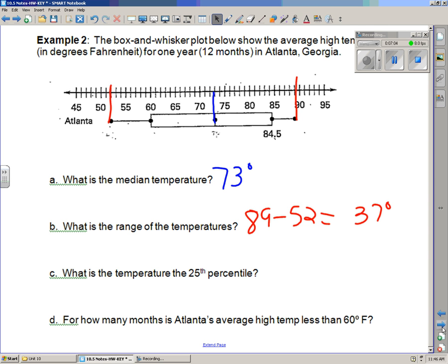What temperature is at the 25th percentile? Well, the 25th percentile is the quartile 1 number. This number right here, that's the 25th percentile. That's going to be a degree of 60.